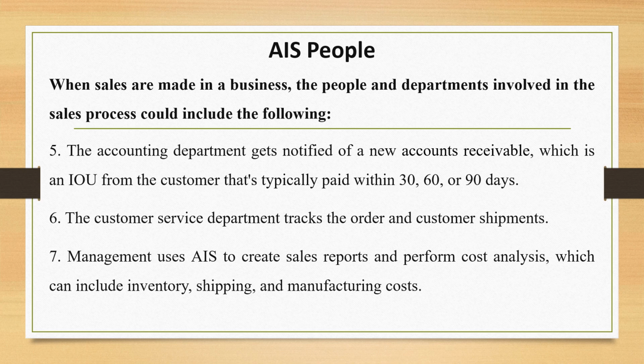This should be managed by some manager. So the management team will use this AIS to produce a sales report and performance analysis, which can include the inventory, shipping, and manufacturing cost. We have to include all the costs, that is, transportation cost and inventory cost. Every cost you have to include and provide in the sales report. So all these steps come under each transaction. Everywhere, so many departments and so many different people are involved.